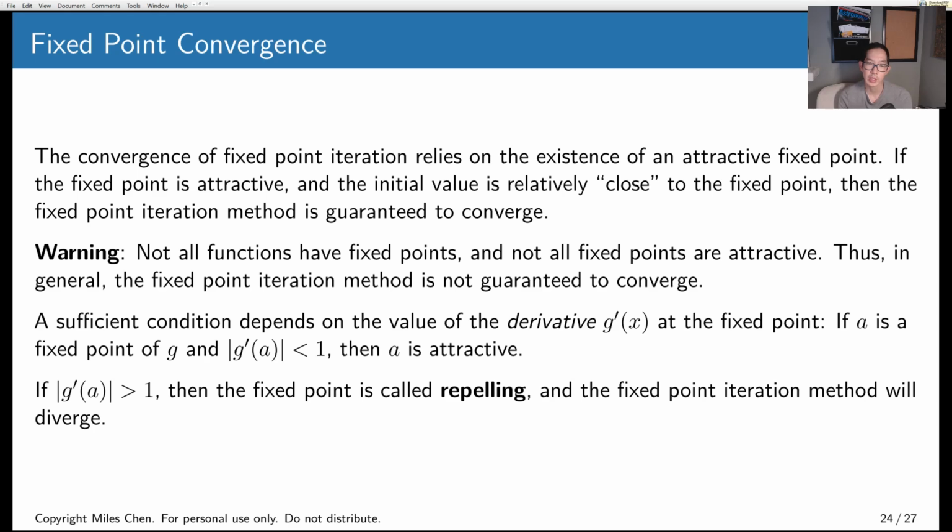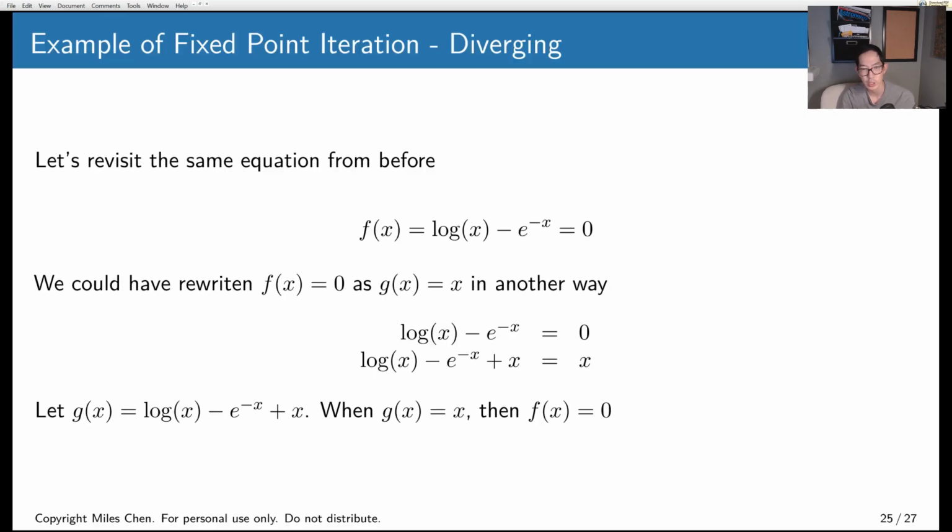One thing that will help is calculating the derivative. If a is a fixed point of g and the absolute value of the derivative at a is less than 1, then that location a is an attractive fixed point. However, if the absolute value of the derivative at a is greater than 1, then you're going to have a repelling fixed point, and fixed point iteration will not converge. And you'll have an example of this in your homework.